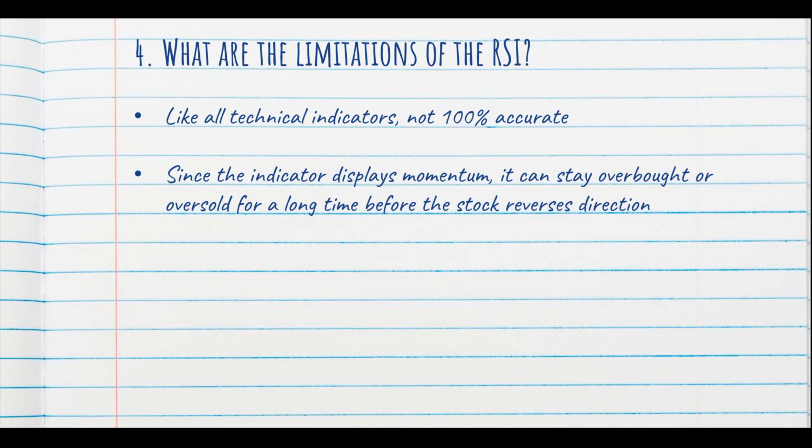So what are the limitations of the RSI indicator? Like all technical indicators, it is not 100% accurate. Since the indicator displays momentum, it can stay overbought or oversold for a long time before the stock reverses direction.